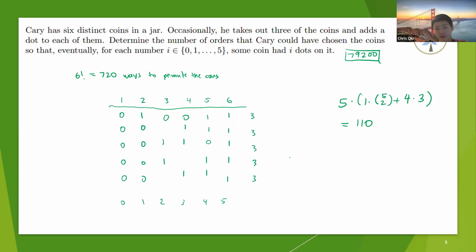And to find the final answer, we must remember to multiply by 720, which is the number of ways to permute the coins so that we can get this grid in the first place. And so that gives us a final answer of 720 times 110, which is equal to 79200. And that's our final answer.